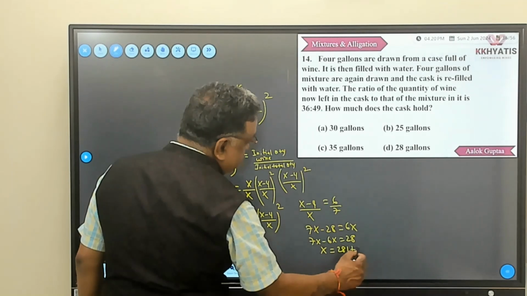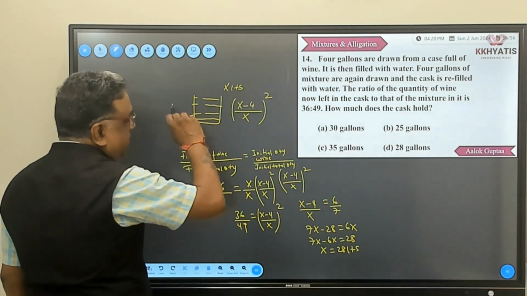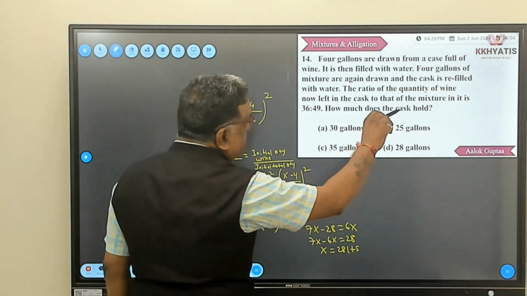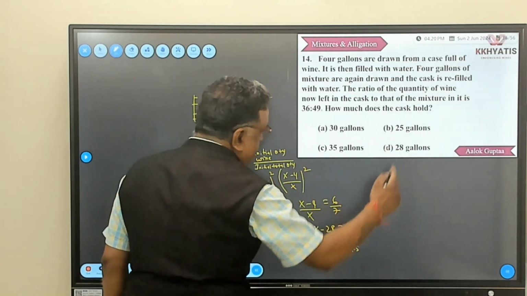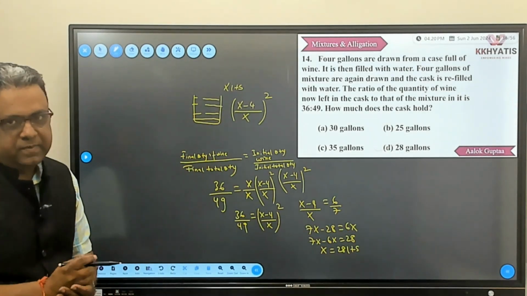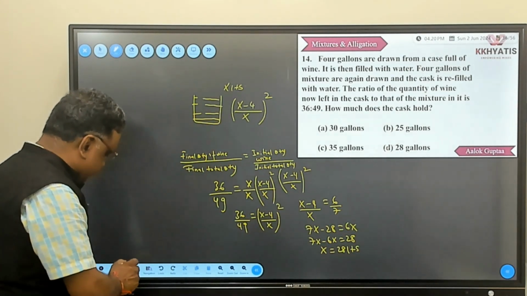And what was x? The initial quantity in the container or in the cask. That's what I have been asked. 28 gallons is the answer. Understood? Next.